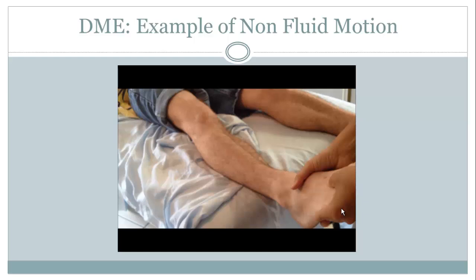We're going to be moving on now to examples of non-fluid motion. These are videos taken of patients where we're going to be able to see a lack of fluid motion during the activity. For this patient, this individual presents with an externally rotated foot, and that is really a compensation for a lack of rotation in his femur.